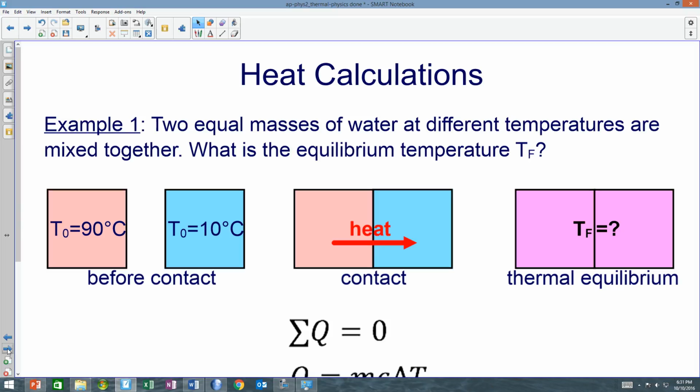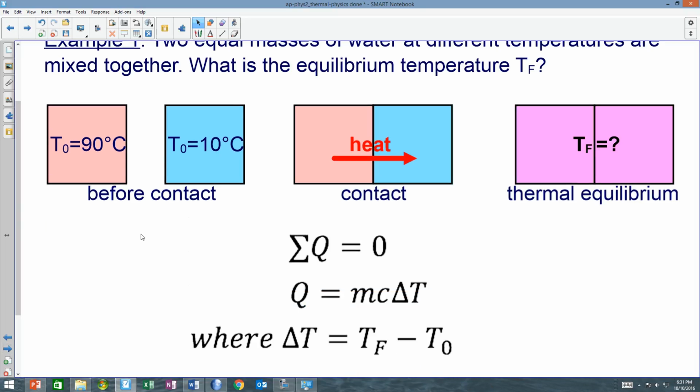So let's look at example 1. We have two equal massed objects of water at different temperatures, and they are mixed together. What is the thermal equilibrium temperature, TF? So before contact, the water here is 90 degrees Celsius, and this one here is 10 degrees. We mix them up. What is the final temperature?